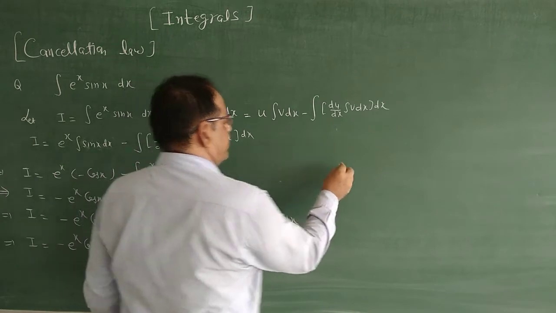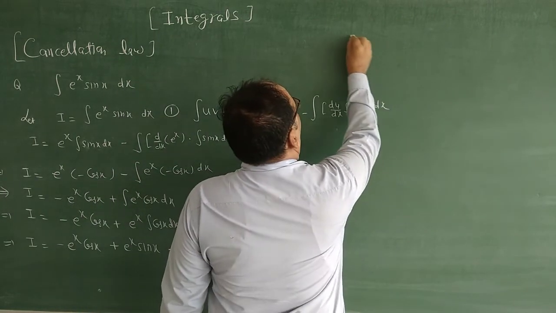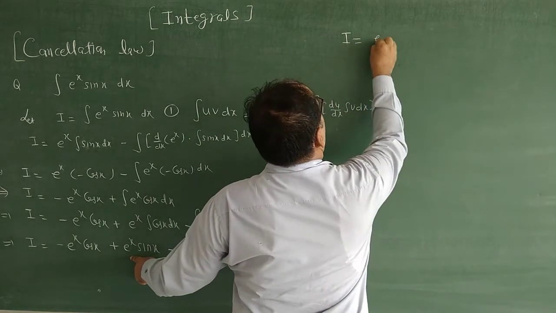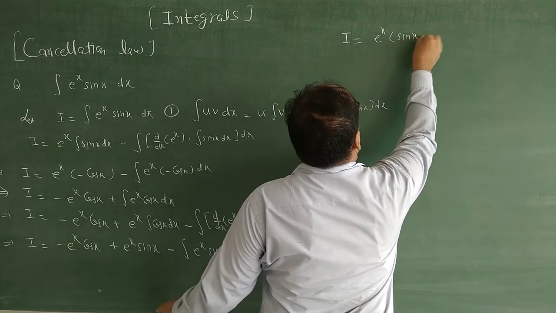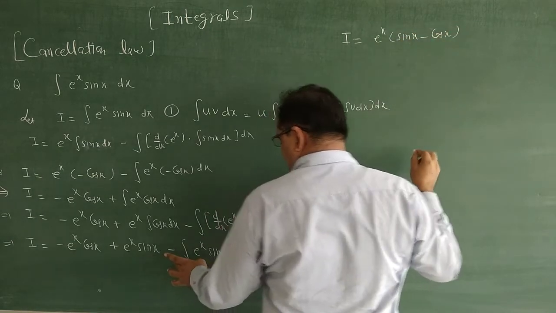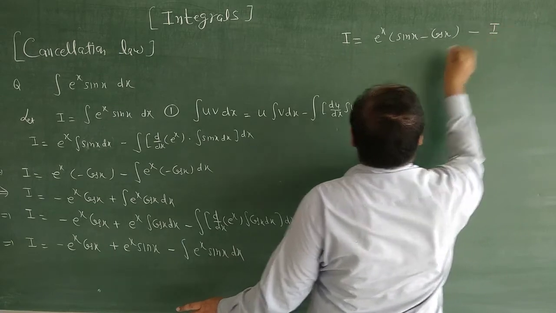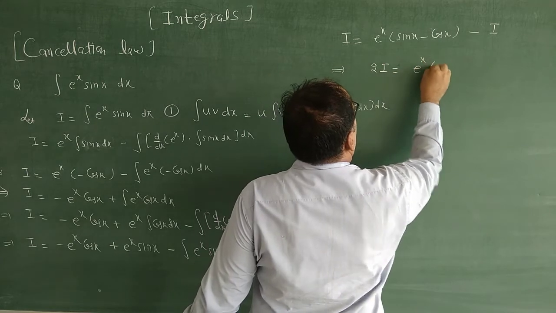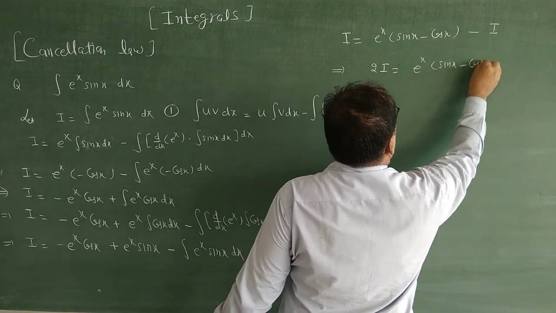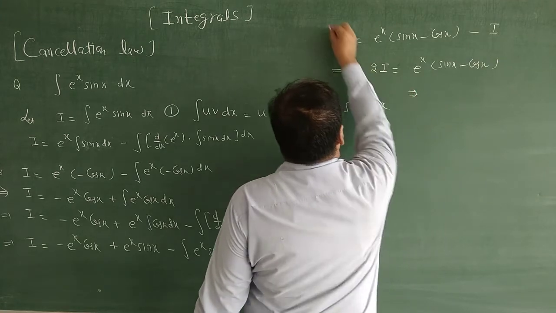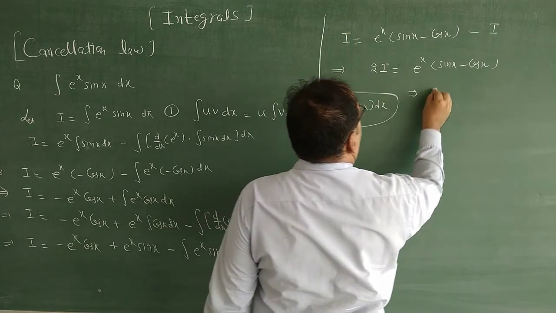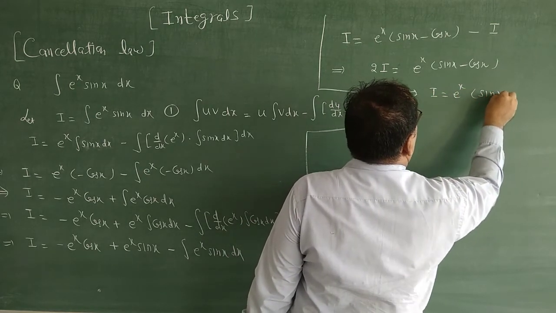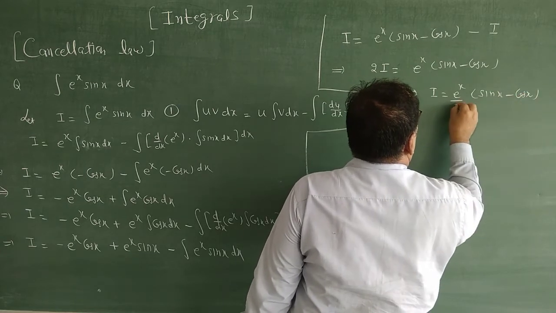So now I equals, from the first two steps, we take e to the power x common: e to the power x times sin x minus cos x, and minus I. So now 2I equals e to the power x times sin x minus cos x. So finally, you have I equals e to the power x times sin x minus cos x, upon 2.